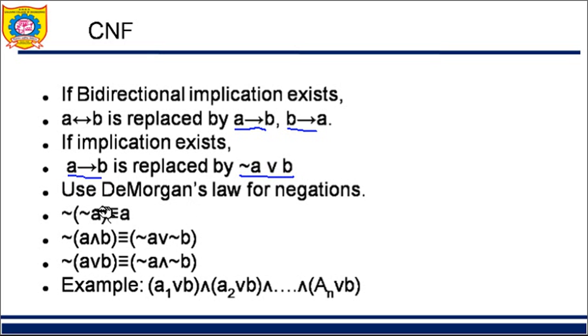And the third rule is you need to use De Morgan's law. Negation of a negation of A gives you A. Negation of A and B, you open it as negation of A or negation of B. Negation of A or B, you open it as negation of A and negation of B. In this fashion, we need to convert it.